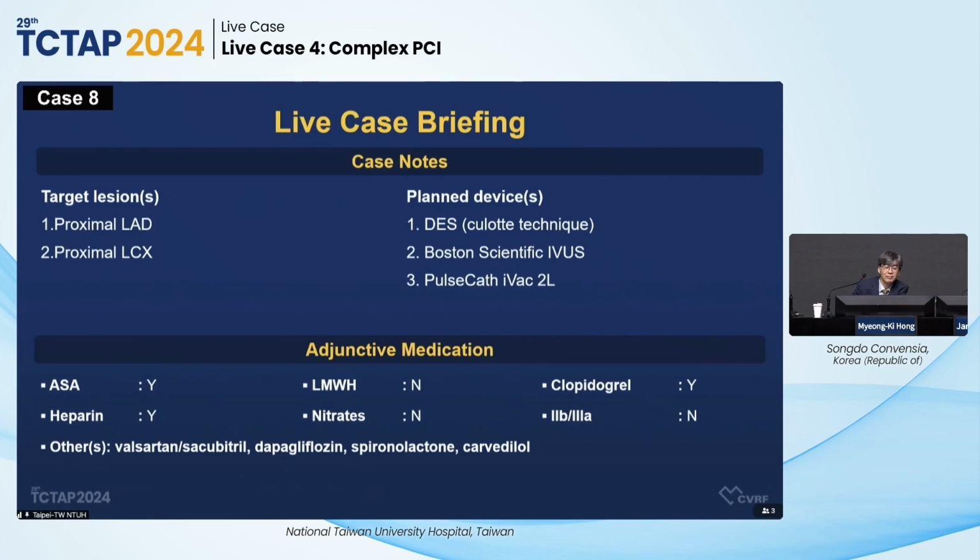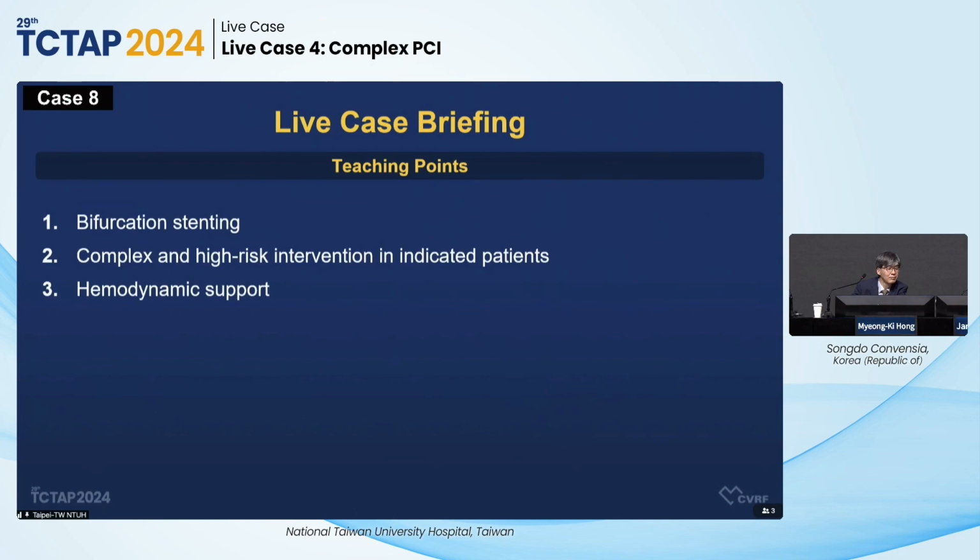The plan is using IVUS as well as mechanical circulatory support. So this is the briefing of this case. We introduced the bifurcation stenting, and because this is a complex and high-risk intervention, we use hemodynamic support in this case.